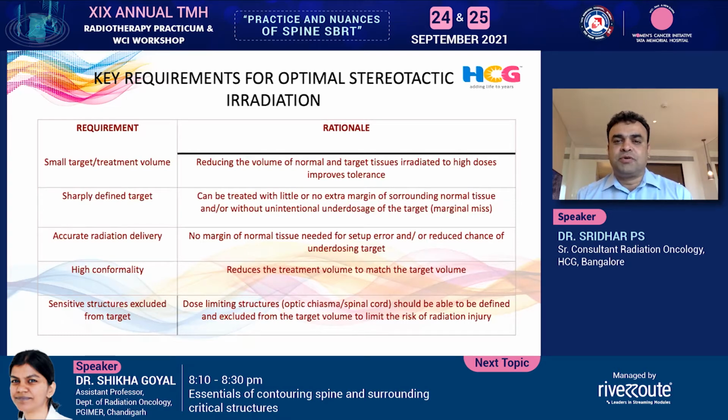So we are not looking for any microscopic or extra doses to the surrounding structures. And high conformity, this is the important thing, because organs at risk were one of the main problems for radiation oncologists. We have overcome those problems with high conformity of our treatment. And sensitive structures are excluded from the target. So once the sensitive structures are excluded, then you are hitting the target to the desired dose.